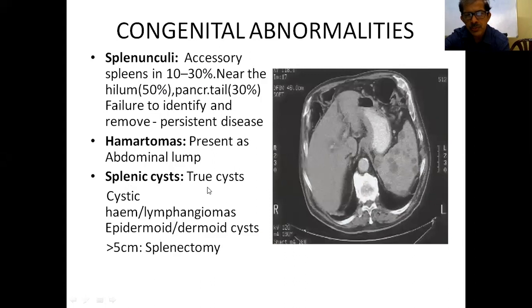These cysts may be true cysts or they may be cystic hemangiomas and lymphangiomas or even epidermoid and dermoid cysts. So these are the cysts. These cysts, as you know, may be generalized. In pancreas they may be seen, in liver they may be seen, but sometimes isolated like in this picture, isolated splenic cysts may be there. Then you can remove them by splenectomy. So these are the congenital anomalies.